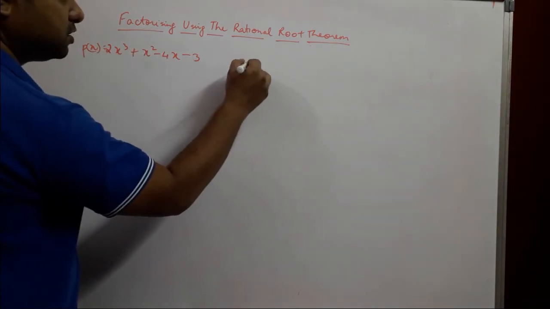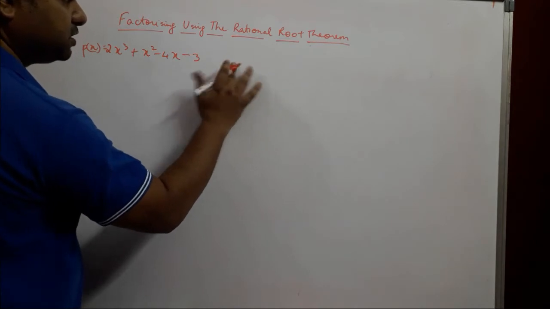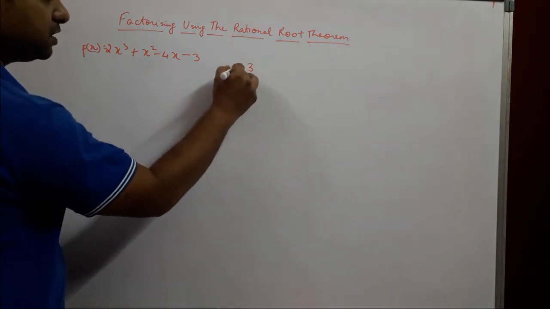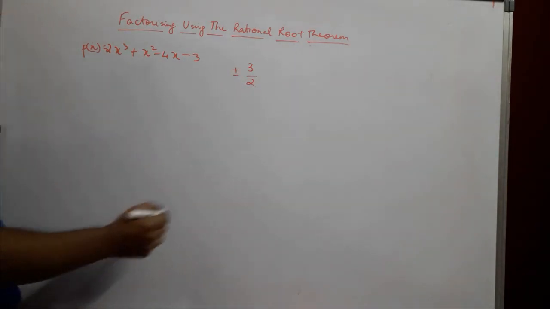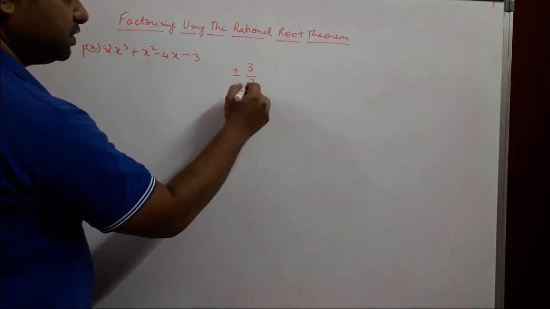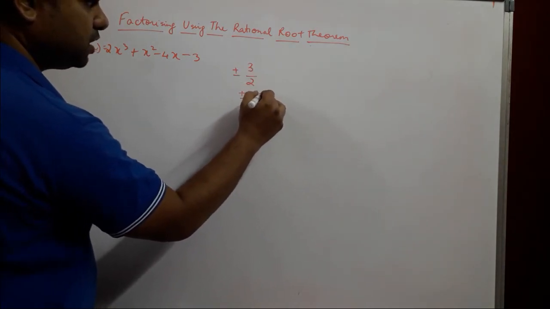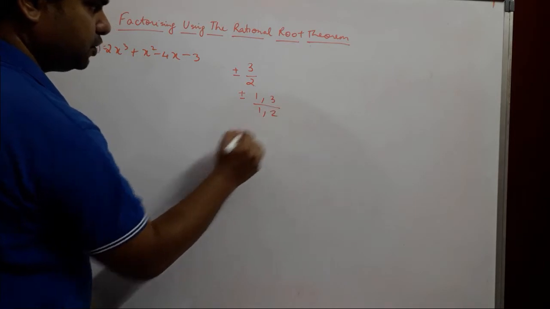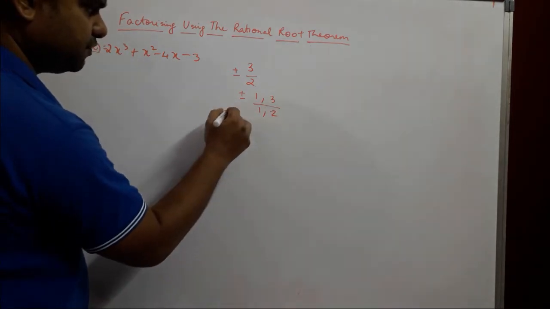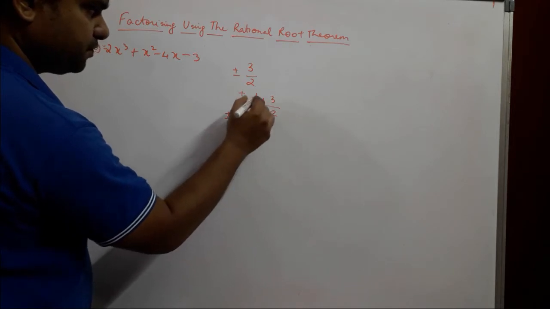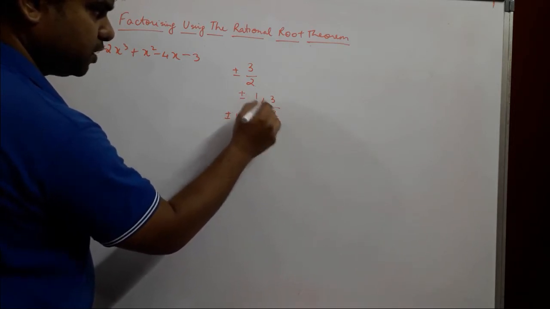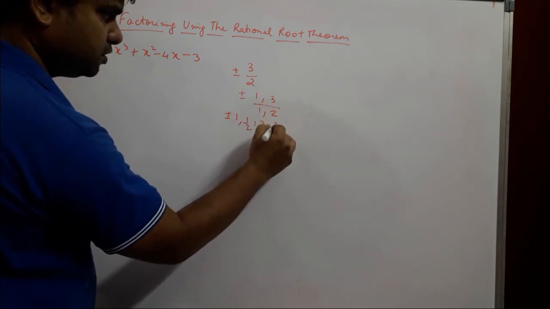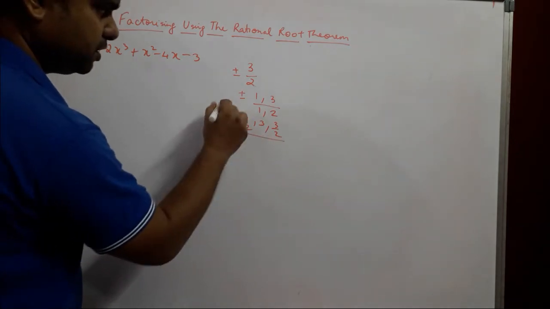So if we have a look over here, our constant is 3. Actually it's minus 3, but we'll take it as 3, and our leading coefficient is 2, so we get plus or minus 2. Fine. So if you look at all the factors of this, we should get plus or minus 1 and 3, and in the denominator it should be 1 and 2. So which means we should get the factors as plus or minus 1, that is 1 upon 1, then 1 upon 2, then 3, and 3 upon 2. Okay, so these are the possible factors.